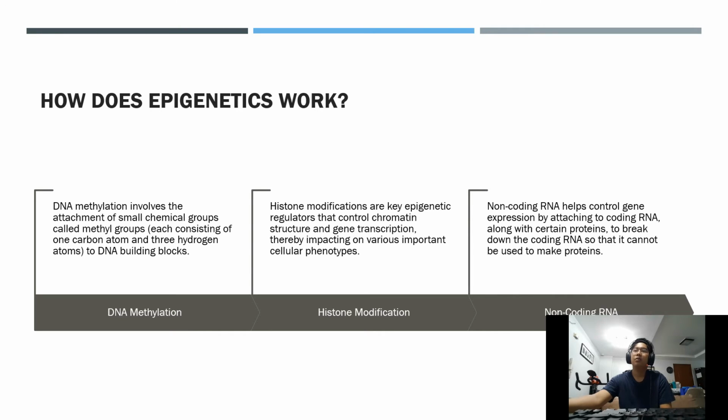Non-coding RNA. Your DNA is used as instructions for making coding and non-coding RNA. Coding RNA is used to make proteins, and non-coding RNA helps control gene expression by attaching to coding RNA, along with certain proteins, to break down the coding RNA so that it cannot be used to make proteins. Non-coding RNA may also recruit proteins to modify histones to turn genes off and on.